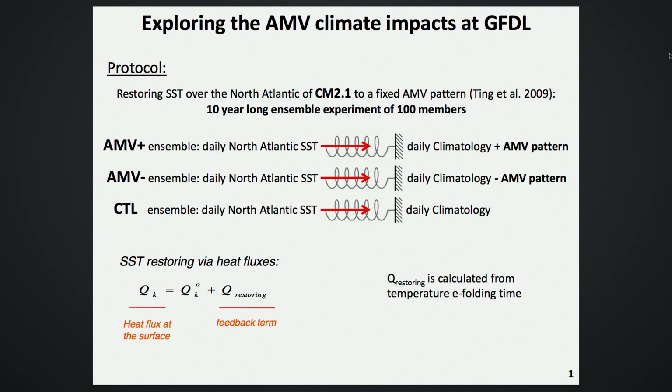So how do we explore the IMV path? We restore the SST over the North Atlantic of the CM2.1 model. CM2.1 has 1 degree oceanic resolution and 200 kilometer atmospheric resolution. We restored the SST over the North Atlantic to the fixed IMV pattern as defined by Decadal 2009. And we did a 10-year-long ensemble experiment with 100 members, in order to estimate the signal to noise of this influence.